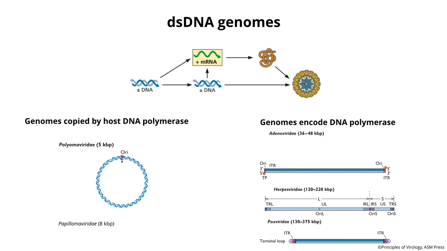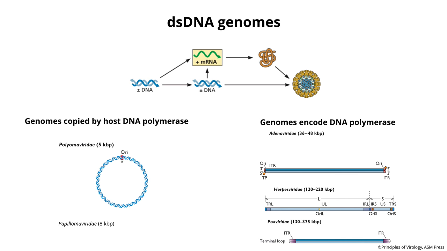Now, as the genome gets bigger, it has more room to encode proteins. So now the genome can encode a DNA polymerase. So these virus genomes on the right all encode their own DNA polymerase. So for example, the adenovirus is 36 to 48,000 base pairs of double-stranded DNA. The herpes virus is even bigger, 120 to 220,000 base pairs. Pox virus is 130 to 375,000 base pairs. And all the bigger viruses, up to 2 million base pairs that I showed you, they all encode their own DNA polymerase. So they get in a cell, they first make mRNA, and among the proteins made is a DNA polymerase that will replicate the genome.